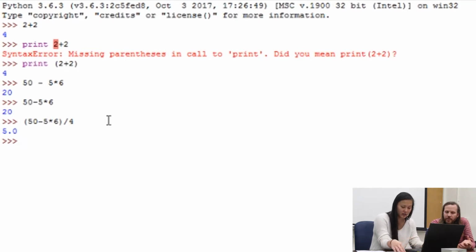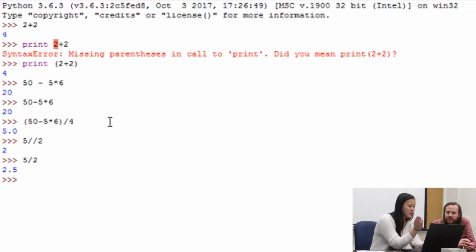Moving on with division, can we try 5 divided by 2 with the double slash, because we talked about that in the PowerPoint? It just gives you 2. It doesn't give you the mod, it drops the decimal. And what about the percentage sign that gives you the mod? 5 percentage sign 2.